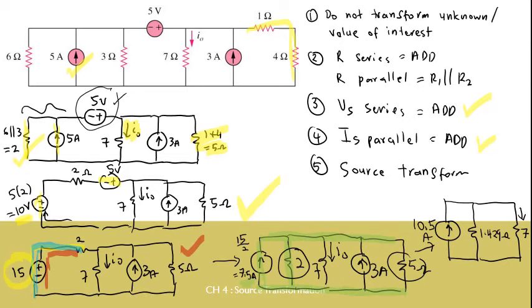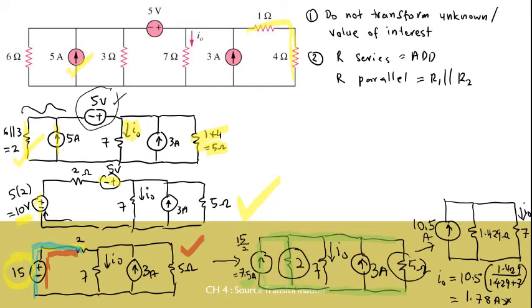You will have your last part. This is 7. This is I naught. So use your current divider. I naught is equal to 10.5 times 1.429 divided by 1.429 plus 7. So what do you get here? You will have 1.78 ampere. So this is the last answer. The final answer will be 1.78 ampere. Okay, with that, I think that's all. Thank you.